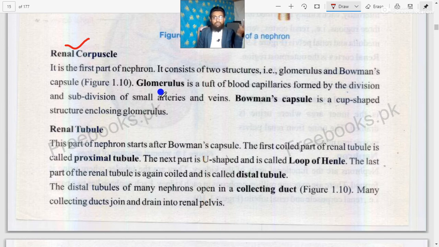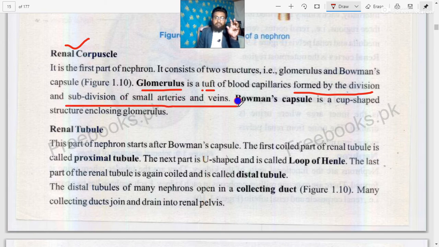Now, what is glomerulus? Glomerulus is a tuft of blood capillaries. Dear cadets, tuft means cluster, gucha. A cluster, a tuft of blood capillaries formed by the division and subdivision of small arteries and veins.